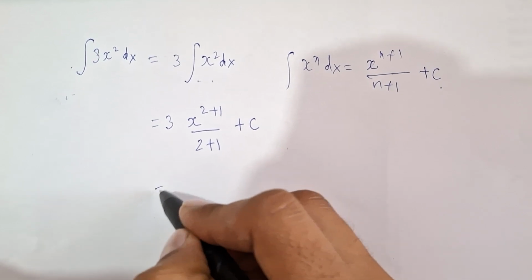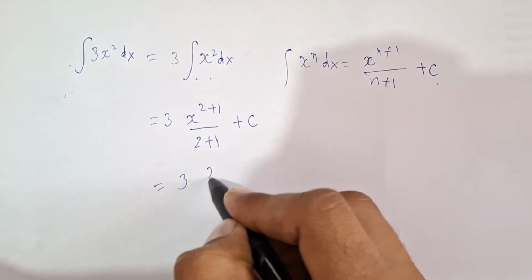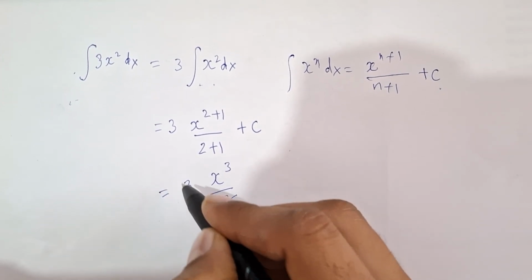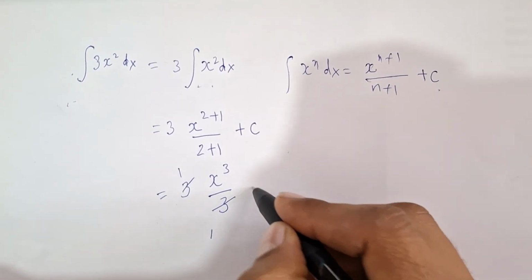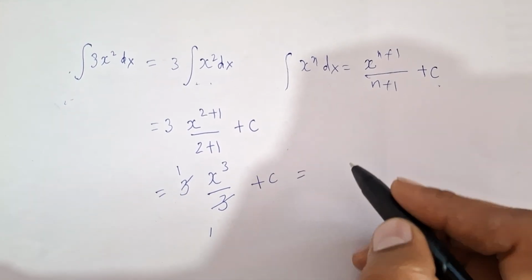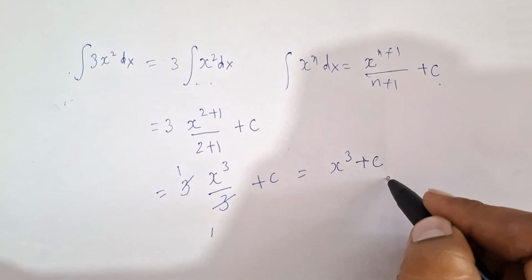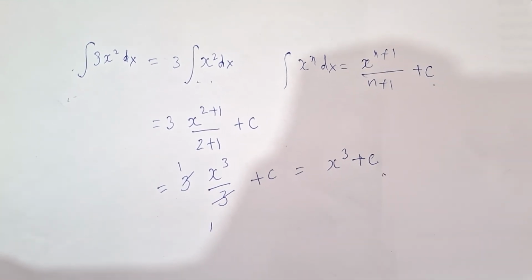So it is equal to 3 x raised to power 3 upon 3, these two cancel out, okay, plus c, and this is equal to x cube plus c, where c is any constant. This is our answer. All right.